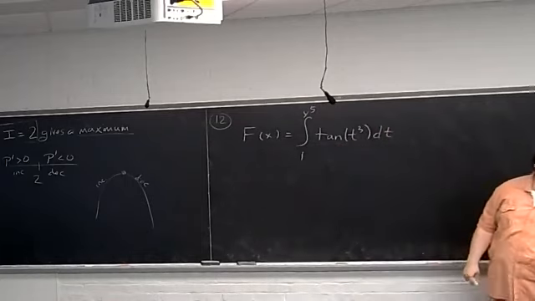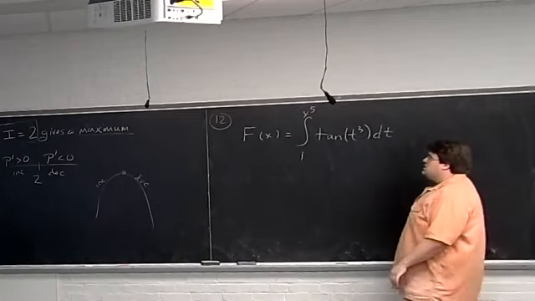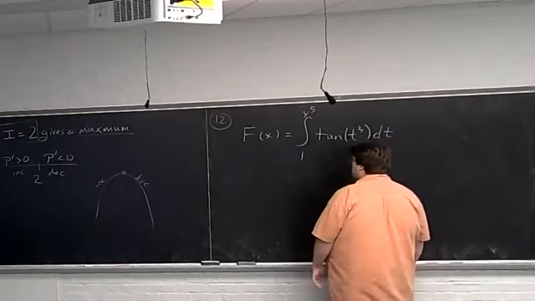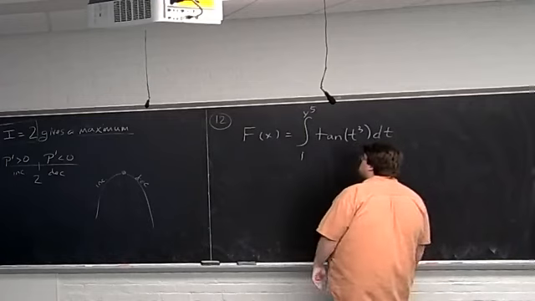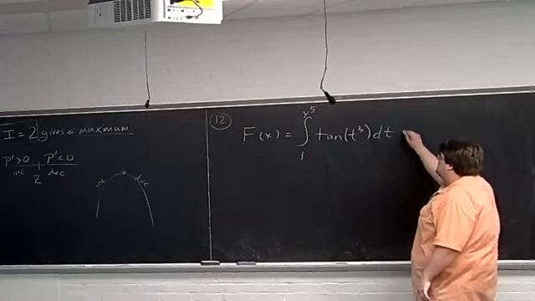So here, number 12, we have another derivative question. Here we're going to need the first part of the fundamental theorem of calculus, because we can't apply the second part. And what does the first part say? Well, the first part says that the derivative of a definite integral from a number to x is given by the integrand evaluated at x.